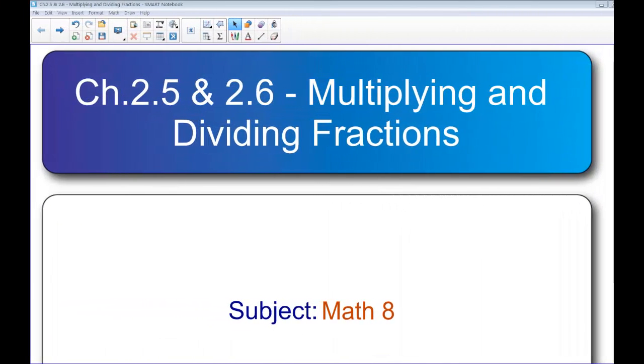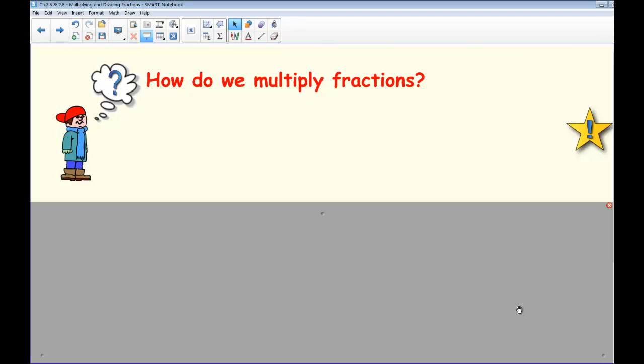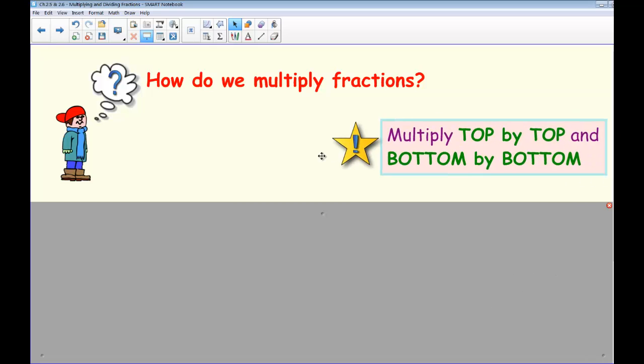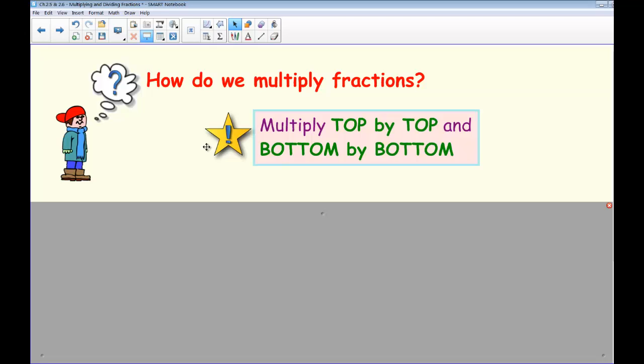This is chapter 2.5 and 2.6, multiplying and dividing fractions. So how do we multiply fractions? Well, if you recall from your previous math courses, we simply multiply the top by the top and the bottom by the bottom of each of the fractions being multiplied. Basically what that means is you're multiplying the numerators together and the denominators together.